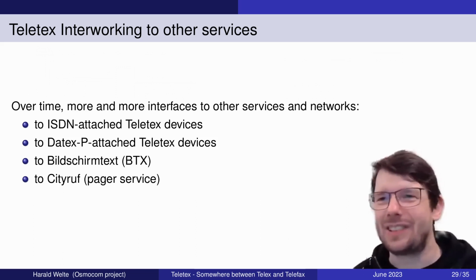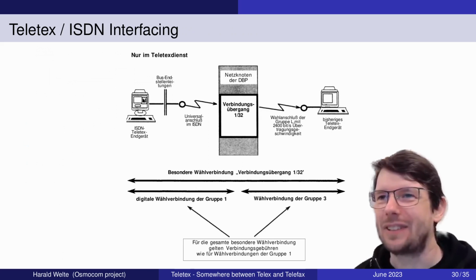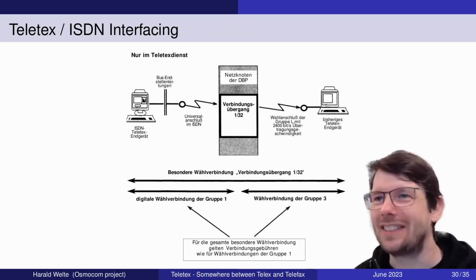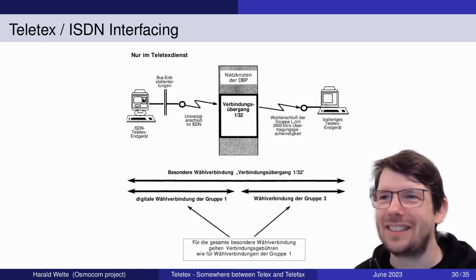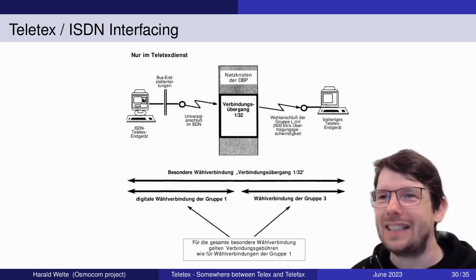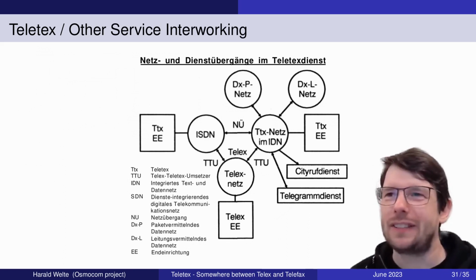And also there was an integration with CityRuf, which is a pager service. So you could page pagers using your teletext machine from the teletext network. And I think there are even some more exotic interconnects. There are some nice diagrams of how the ISDN Teletext Device interfaces using the Verbindungsübergang 1-32 with the circuit switch public data network teletext device. So the native teletext network and the ISDN adapted teletext device, and some translation in the network of Deutsche Bundespost at the time.